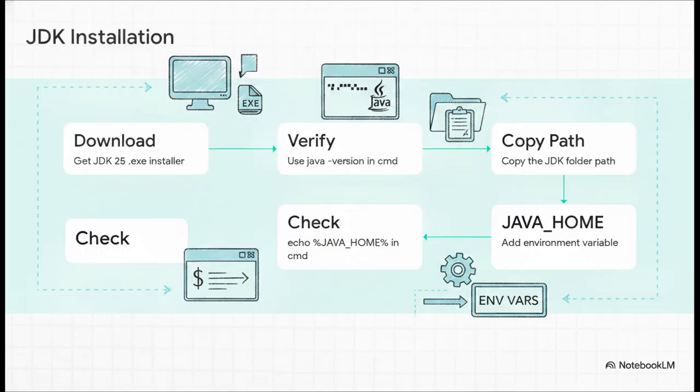Right, let's get it installed. You'll want to grab the latest Windows JDK installer and just follow those standard prompts. Once that's finished, you need to verify it. So open up your command prompt and type java -version. Are you seeing numbers? Awesome.